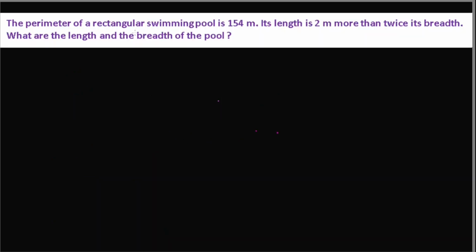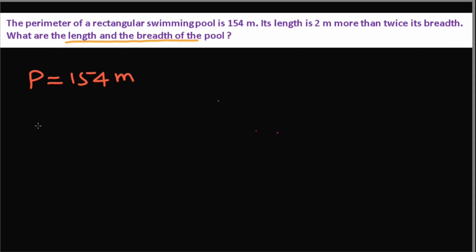Next word problem is, the perimeter of a rectangular swimming pool is 154 meter. So the perimeter P is given to be 154 meter. Its length is 2 meter more than twice its breadth. What are the length and the breadth of the pool? Here we have to find the length and breadth of the pool.